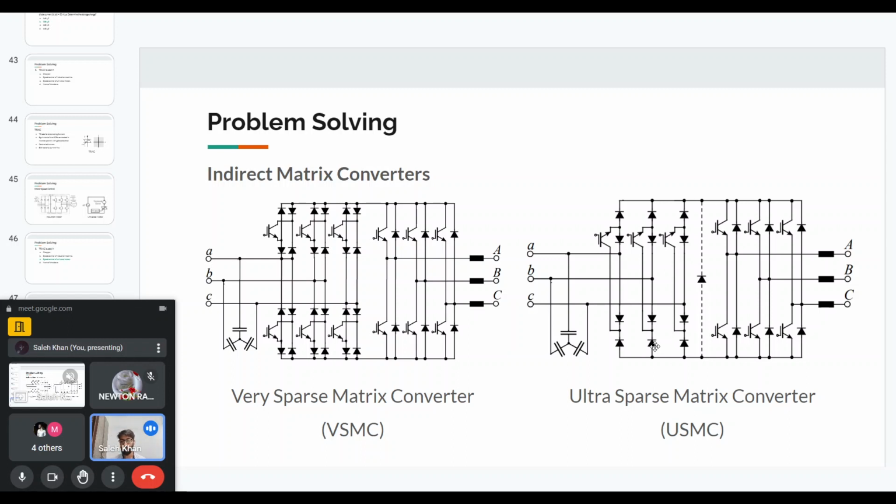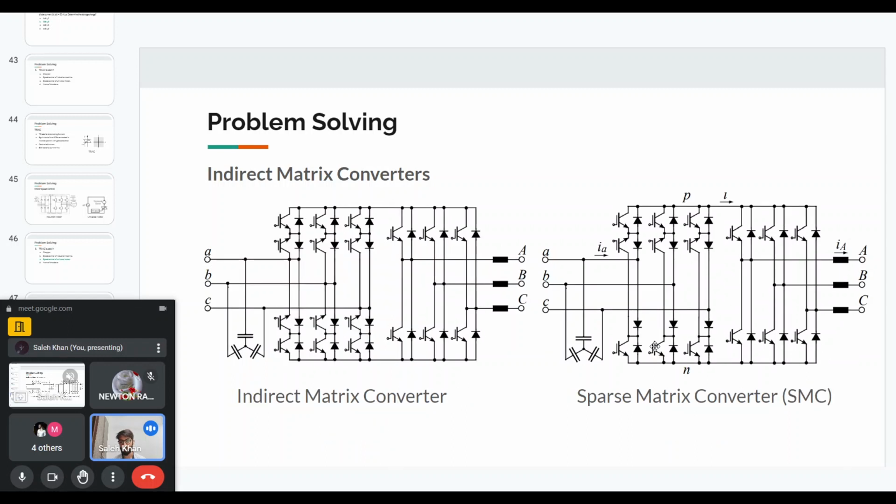So now how can we find out whether it allows bidirectional power flow? A simple way to do it is just to look at the DC link current. If this portion allows both positive as well as negative current, then it's a bidirectional converter. Obviously the load side is the same for all and it allows bidirectional power flow. So we'll just look at the source side.